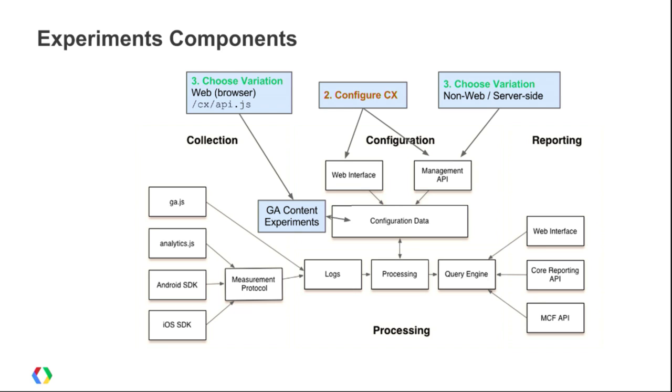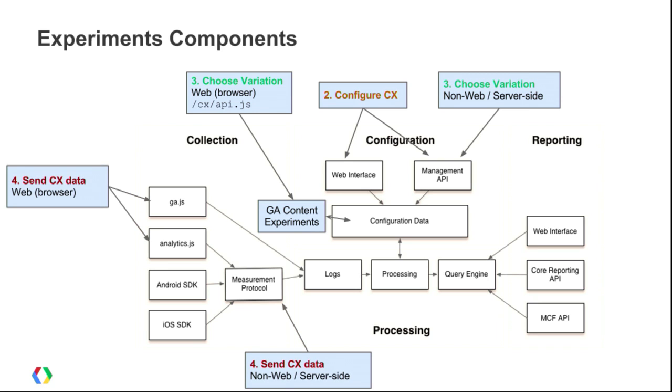All that information can be obtained through the management API, and that's the information you need to make this variation choice. Whereas on the web with the library, you basically just say, using the JavaScript library, get the current variation that I should use for this particular user. So it's a little bit more simple on the JavaScript side, but equally you can do the same thing from the non-web or server side through the management API.